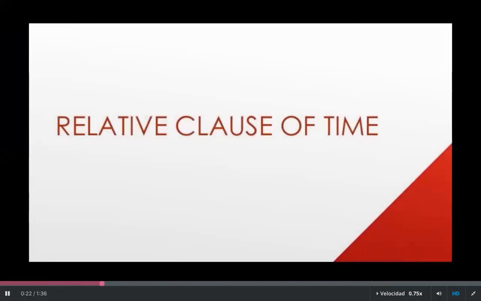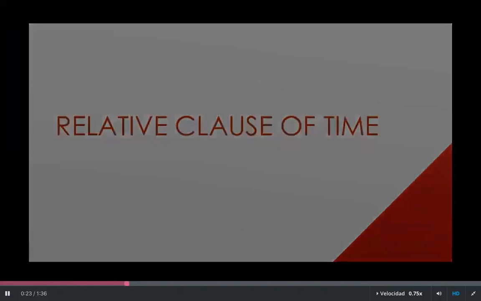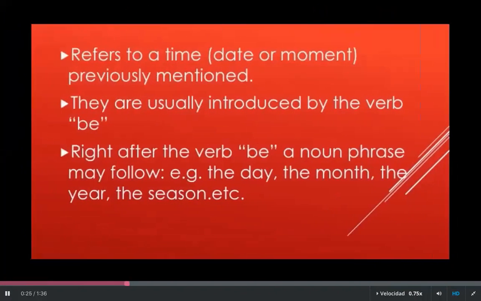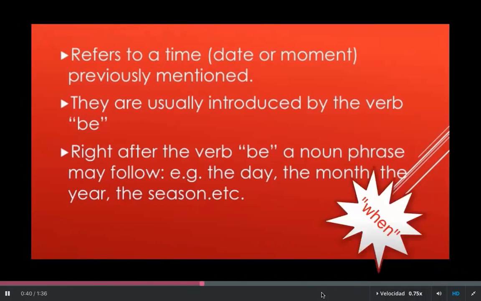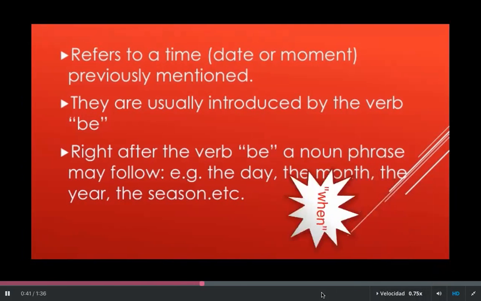What is a relative clause of time? A relative clause of time refers to a time, date, or moment previously mentioned. They're usually introduced by the verb be. Right after the verb be, a noun phrase may follow. Example: the day, the month, the year, the season. And because we're referring to time, we will use when.